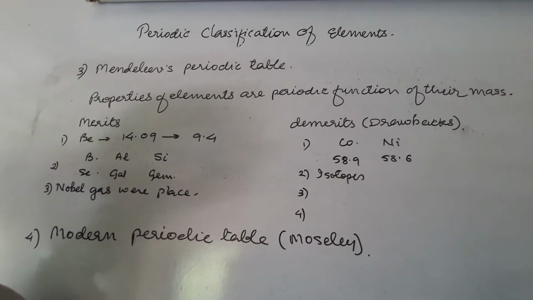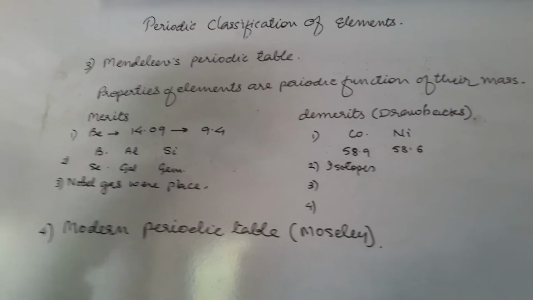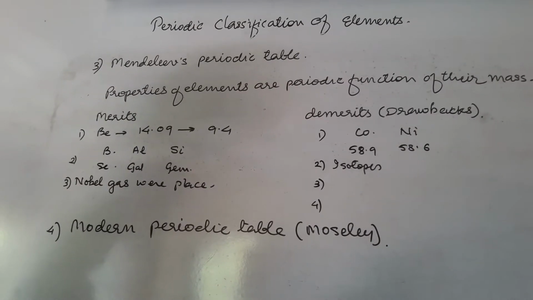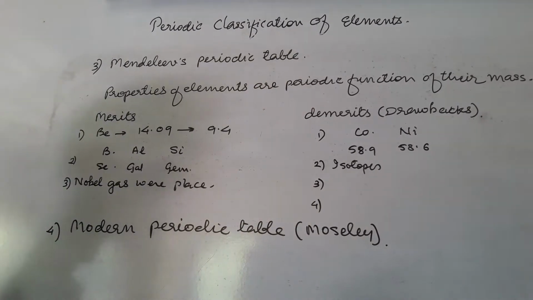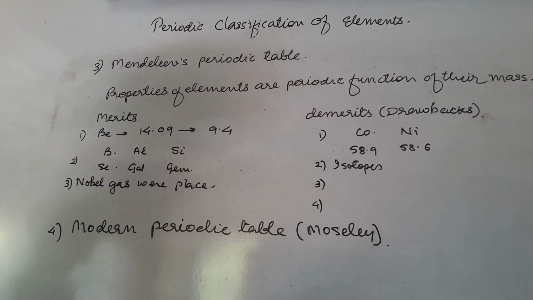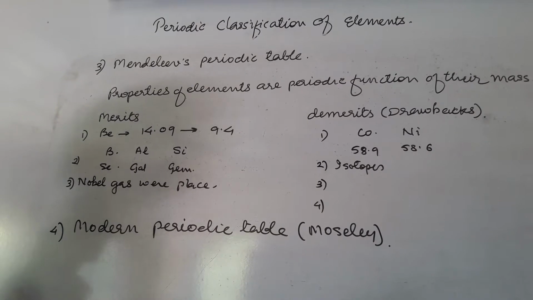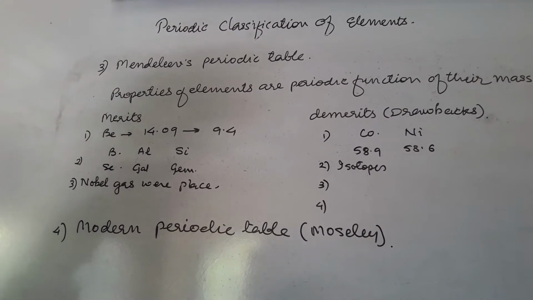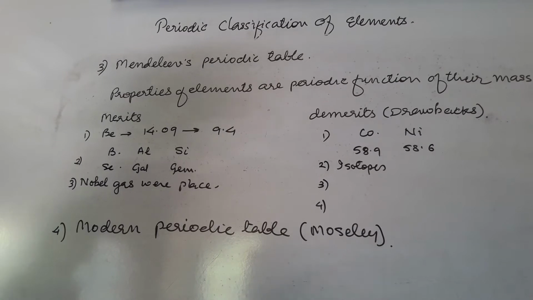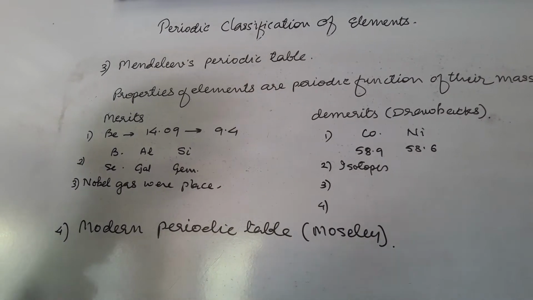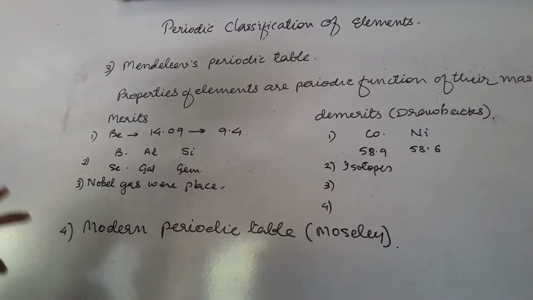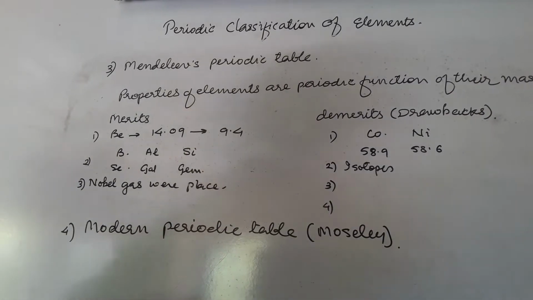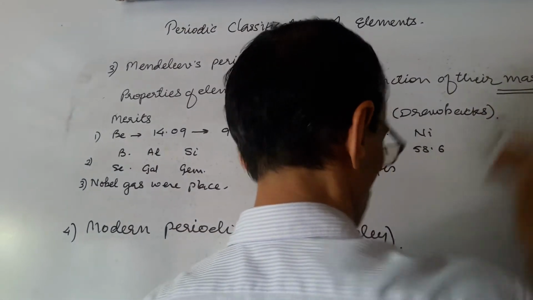In the early attempts made by the two scientists, Dobereiner and Newlands. Now, after that came the Russian scientist Mendeleev. Mendeleev was the first scientist who studied the properties of all the elements and their compounds in detail, and then he prepared the periodic table. And that's why this periodic table is very close to the modern periodic table.